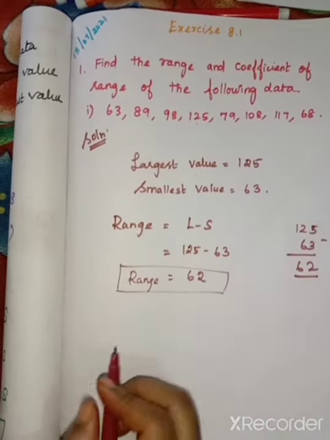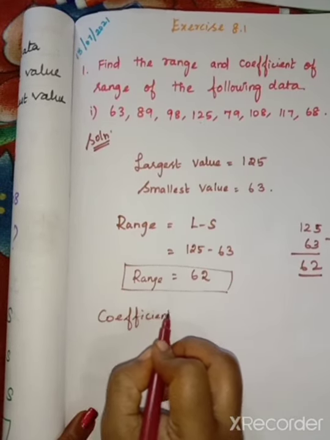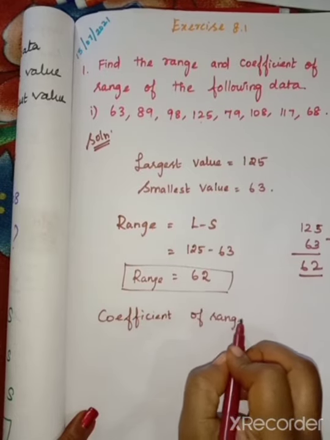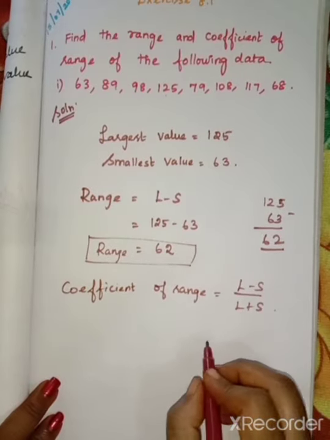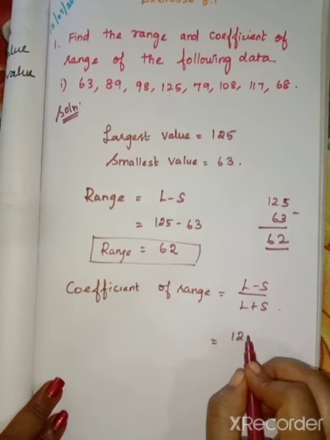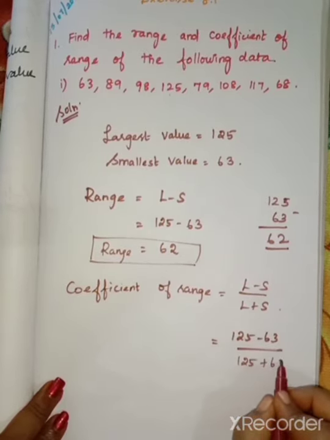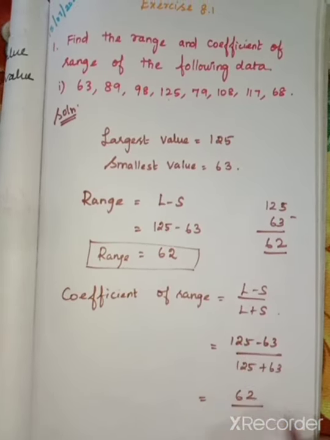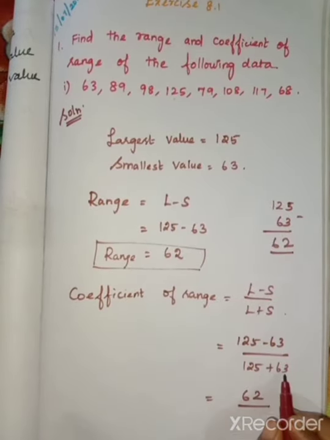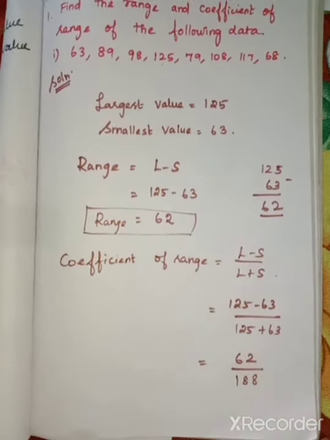Then we want to find the coefficient of range. Coefficient of range equals, the formula is L minus S by L plus S. So here it is 125 minus 63 divided by 125 plus 63. Here we want to subtract and add. Already we subtracted, that is 62. Now we add: 5 plus 3 is 8, 2 plus 6 is 8, and here we have 1. So 188, that is 62 divided by 188.